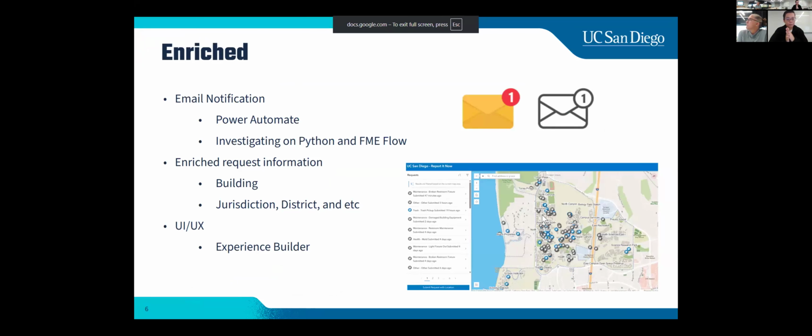So the platform, the base of it is the Citizen Problem Reporter solution. Starting from there, we have some enrichment for the system. First of all is the email notification system. Right now, we configure it with Power Automate, which will send requests when there is a problem submitted to the system. Email will be sent to both the reporter and the internal department.